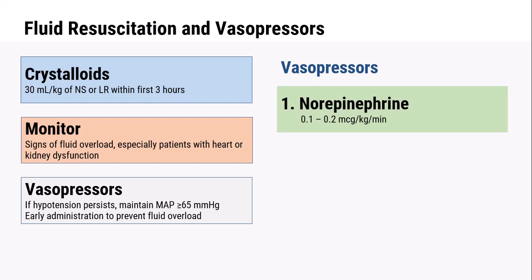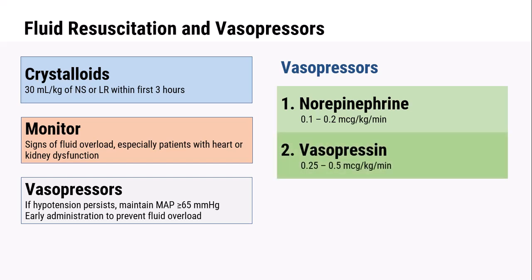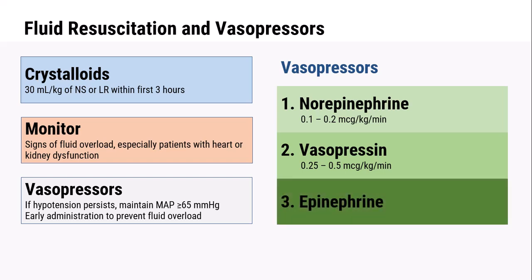Norepinephrine is the first-line agent. If the mean arterial pressure still does not reach the target, vasopressin, which is the second-line agent, is added. The dose is titrated based on the patient's blood pressure and overall perfusion. Epinephrine, the third line, should be added if the mean arterial pressure of 65 is still not attained.